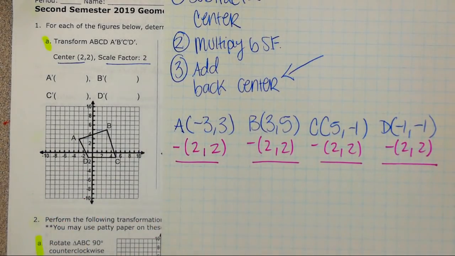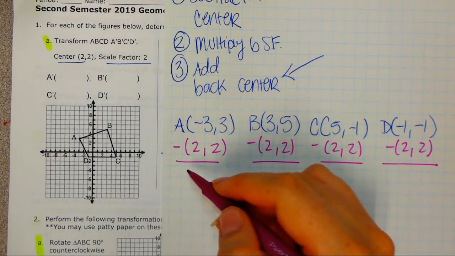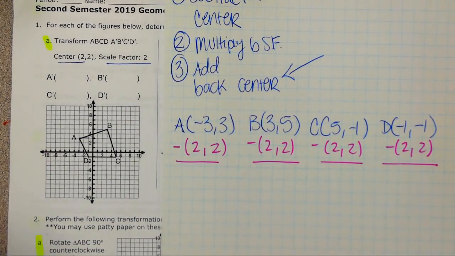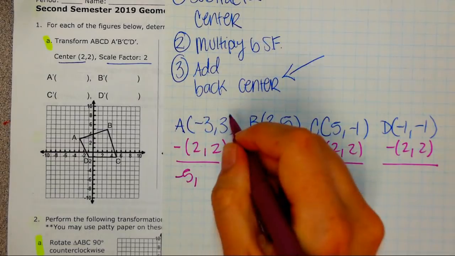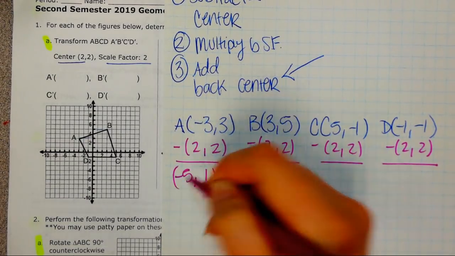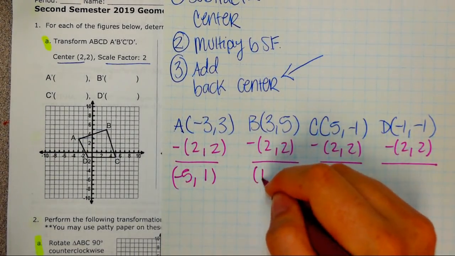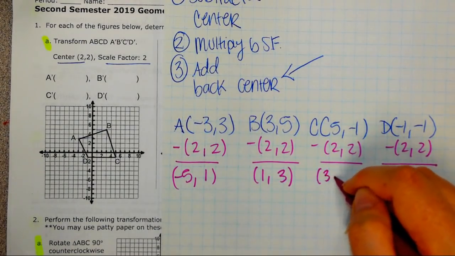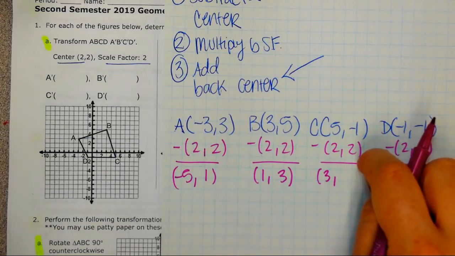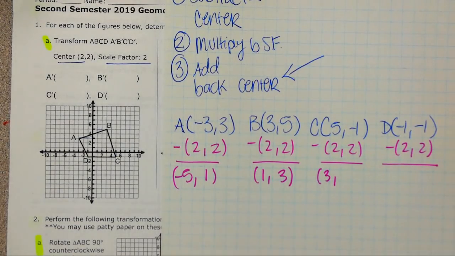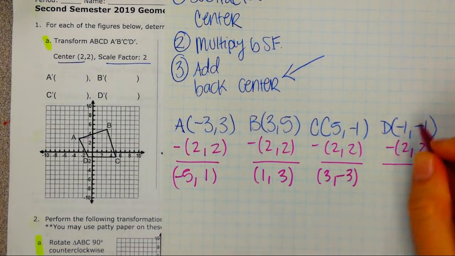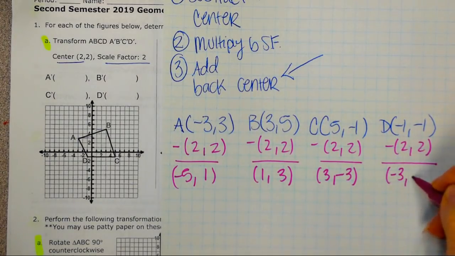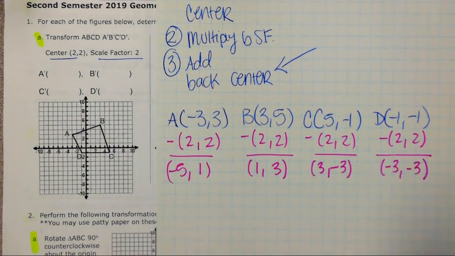All right, so -3 minus 2 becomes a -5. 3 minus 2 is 1. 5 minus 2 is 3. -1 minus 2 becomes a -3. And so this would be -3 and -3. Okay?